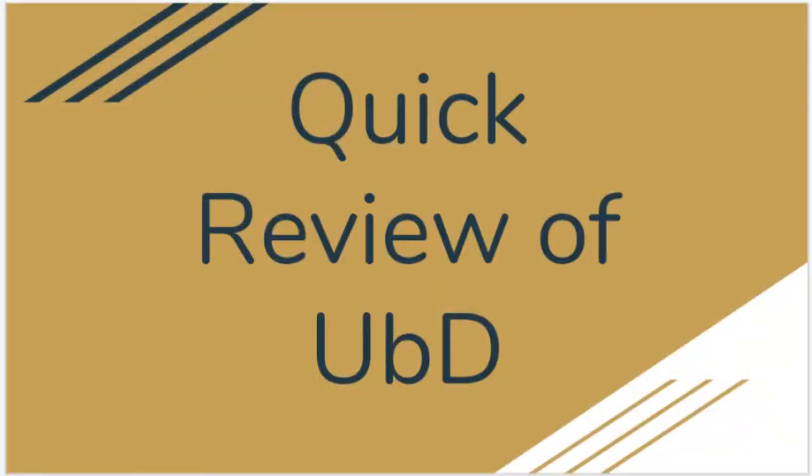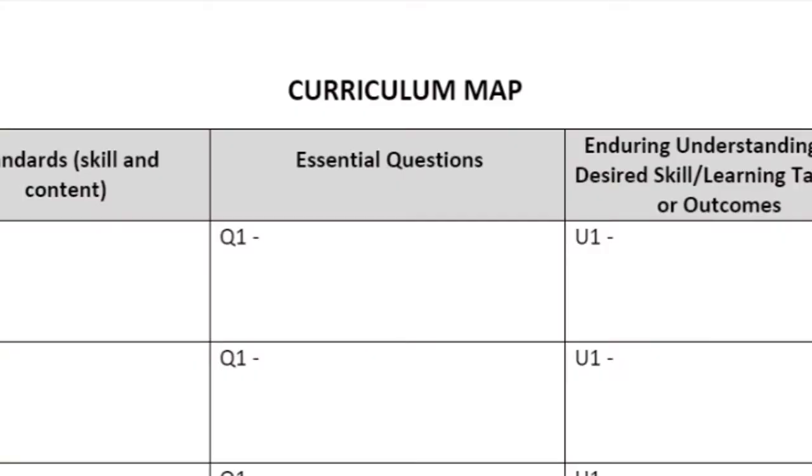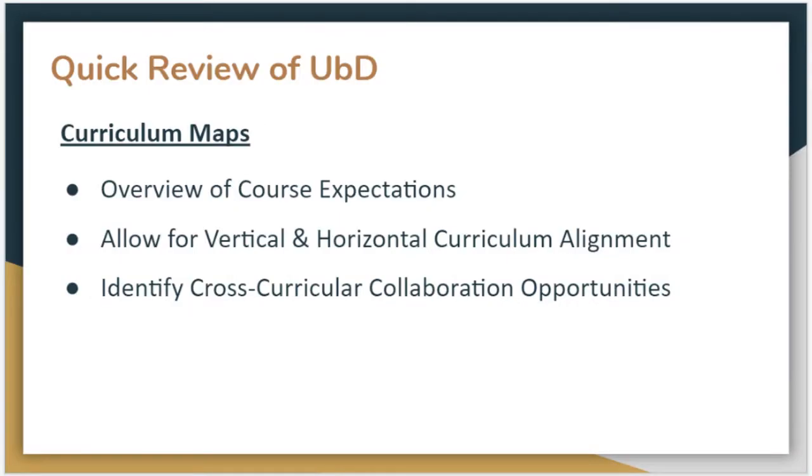To start, let's do a quick review of the Understanding by Design process. At District 127, teaching teams were first asked to complete curriculum maps for all of their courses. These maps are to act as an overview of course expectations, be used for both vertical and horizontal alignment, and to identify possible areas for cross-curricular collaboration.